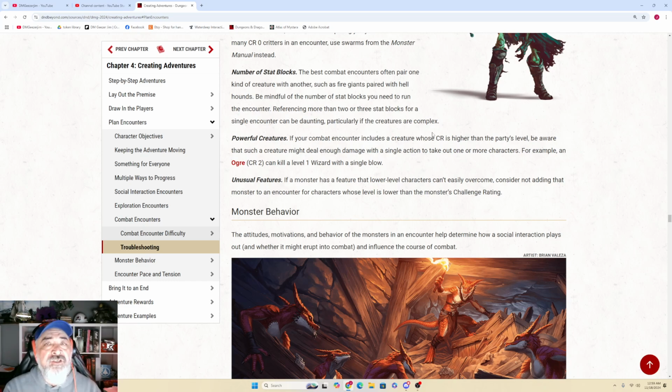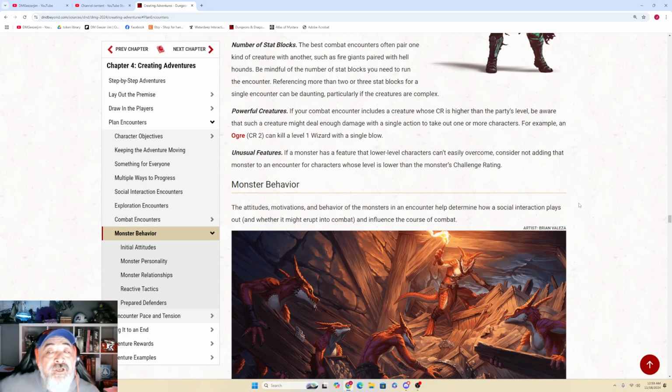So as a new DM, start out with 2 or 3 stat blocks so you can keep track of everything easy and you can synergize your abilities a little bit more. You won't be hitting yourself in the head going, oh, I should have used this plus that and I would have killed him. Wait, I'm not supposed to kill him. That's right. The next section is powerful creatures.